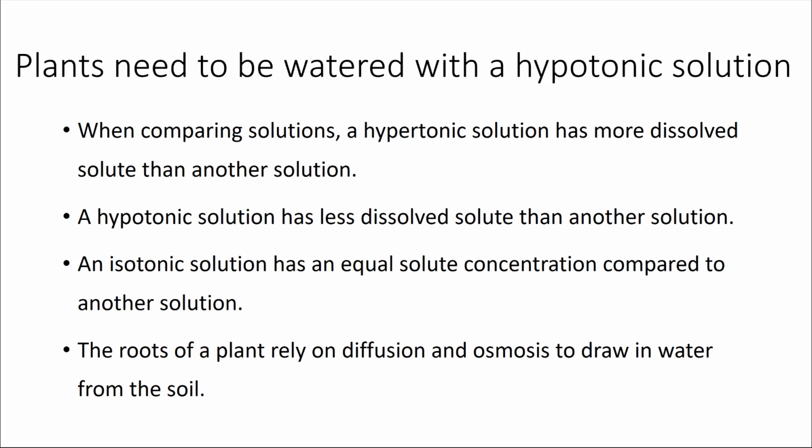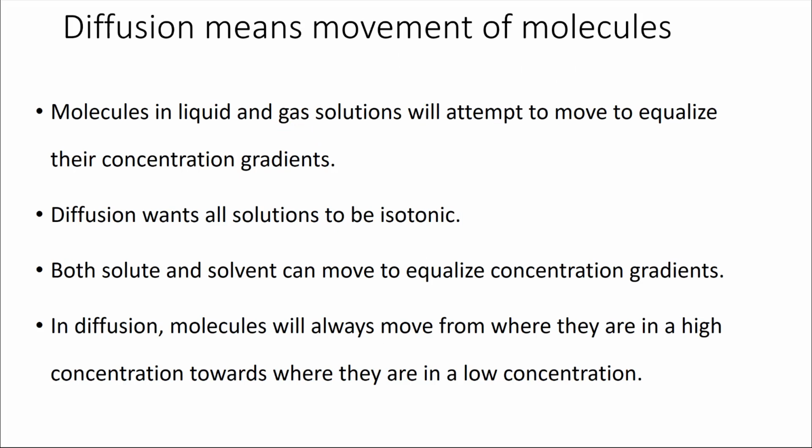The roots of a plant rely on diffusion and osmosis to draw in water from the soil. Diffusion is a property of liquids and gases. Diffusion means the movement of molecules, and molecules in liquids and gases will attempt to move to equalize their concentration gradients. Diffusion wants all solutions to be isotonic. Both solute and solvent can move to equalize concentration gradients.